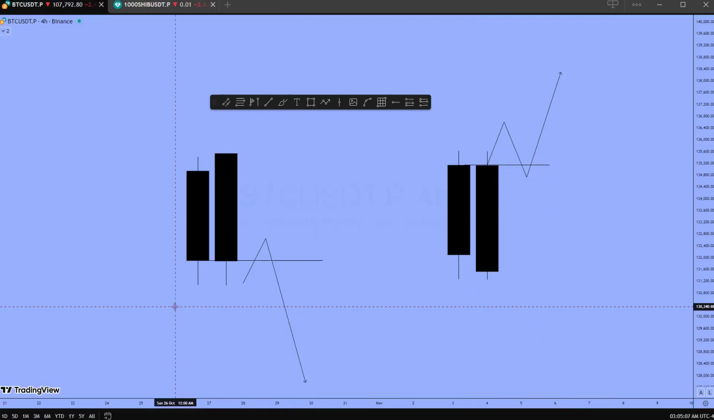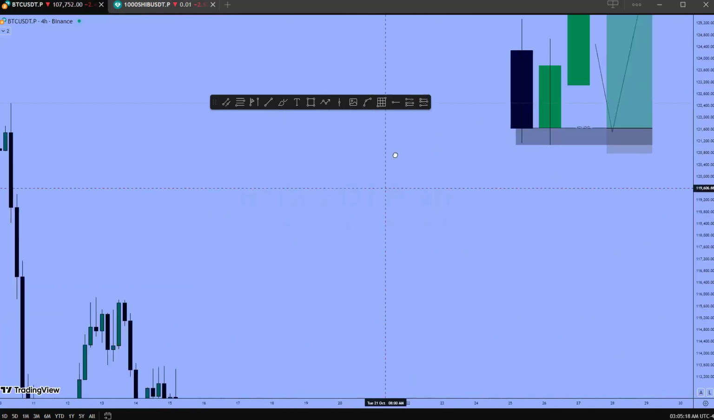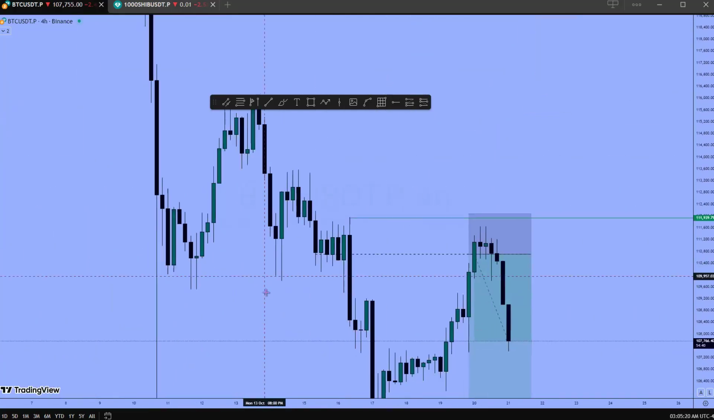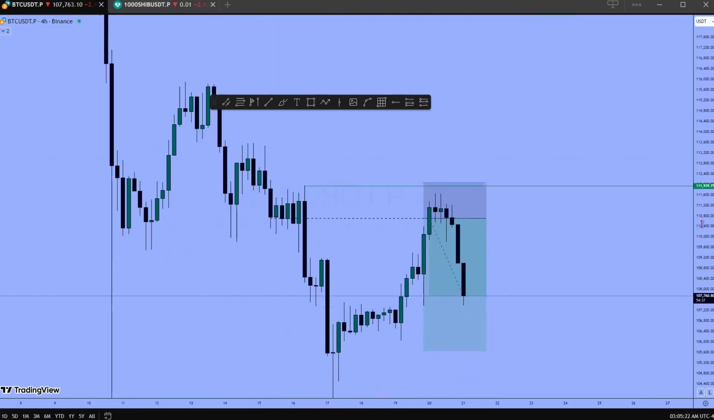And this key level is for continuation. You have to know where price is actually coming from. For this particular setup to be valid, you have to follow the market trend. And I think I have an example here on BTC.